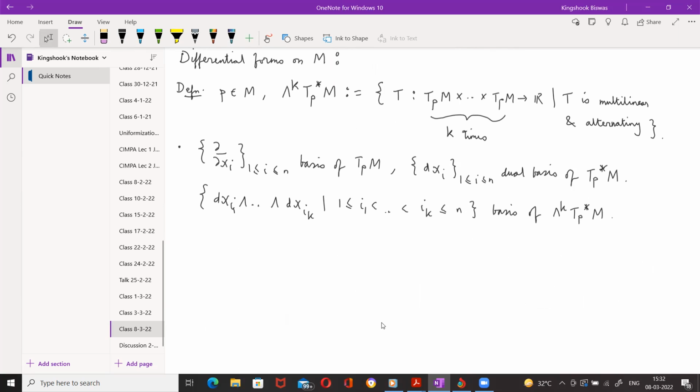So now definition. A k-form on M is an assignment to each point P in M, we assign omega_P, which is an alternating k-multilinear form on the tangent space. So it's an element of wedge^k T_P^* M.